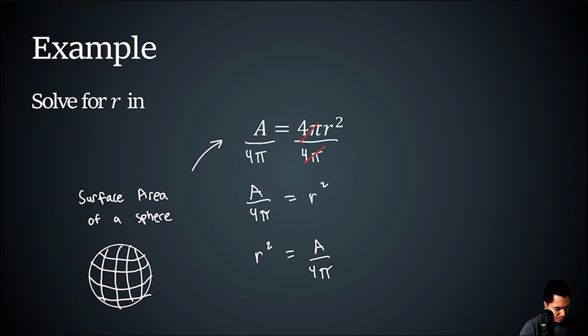And now here we go. We have a square here, and so we need to cancel out this square using our knowledge of inverse operations. And so to cancel out this square, we need to take the square root of both sides. Okay, and that's going to allow us to cancel out our square term there. Okay, and so our final answer is going to be a over 4 pi, all under the square root there.